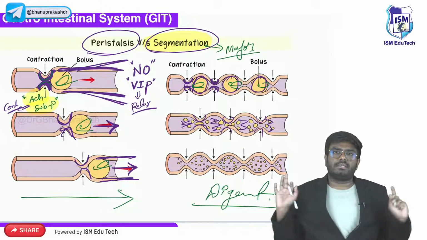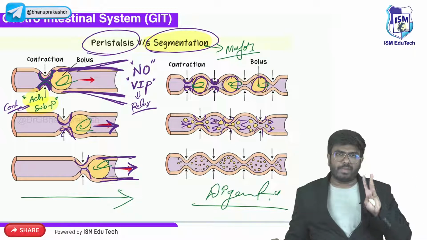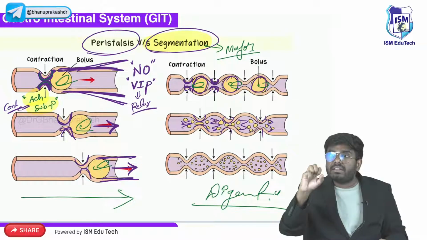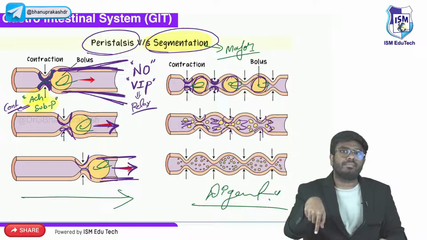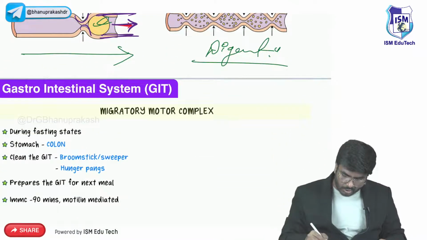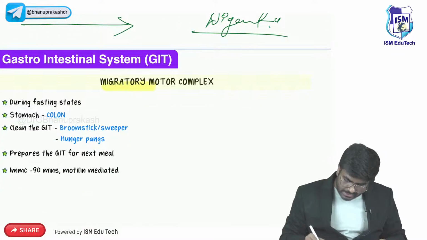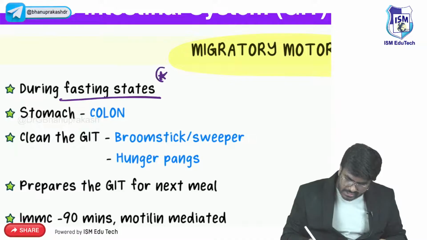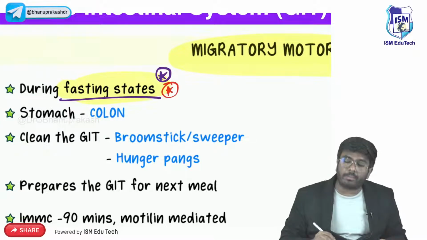But now you haven't eaten anything. For example, imagine right now you are sitting. You are not eating anything. Still, your GIT will undergo contractions. Even without food, your GIT will contract. That is called the migratory motor complex. So the migratory motor complex is seen during the fasting state. Which GIT motility is seen during the fasting state? It is the migratory motor complex.